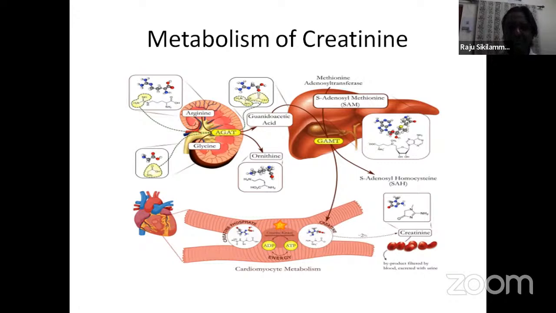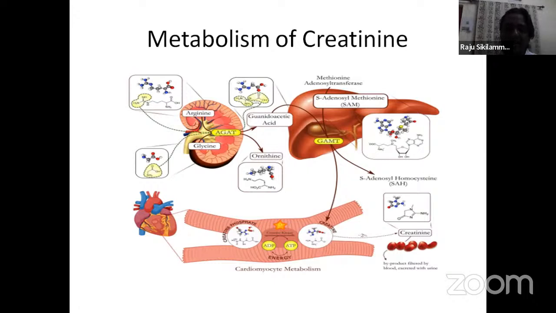We know the metabolism of creatine. In the kidney, arginine and glycine, in the presence of arginine glycine amidinotransferase, form guanidinoacetic acid and ornithine. Ornithine is transferred to form the urea cycle. Then guanidinoacetic acid is transferred to the liver. In the presence of S-adenosylmethionine and guanidinoacetate methyltransferase, they form S-adenosylhomocysteine and they form creatine, which goes to the cardiac muscle or skeletal muscle.